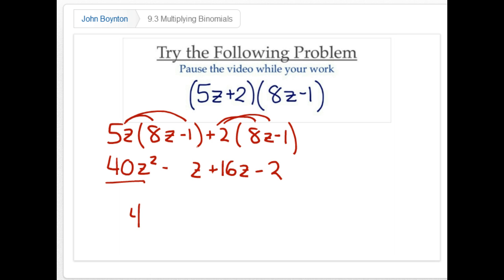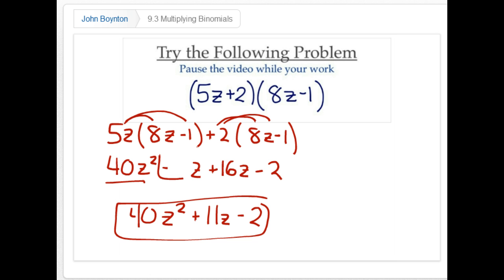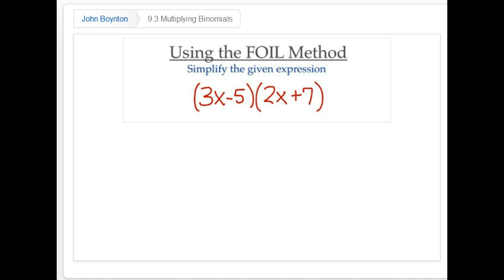Alright, no common terms here, so it's still 40z squared. Negative 5, positive 16, make positive 11z. And then minus 2 stays just like it is. Okay, so that's one way of looking at it. It's using the distributive method. Now, when it comes down to it, you're going to have the choice, typically, between the methods. But in this section, I want you to be able to try and use both before you make that decision later on. So the next method is something you might have heard of, is the FOIL method.